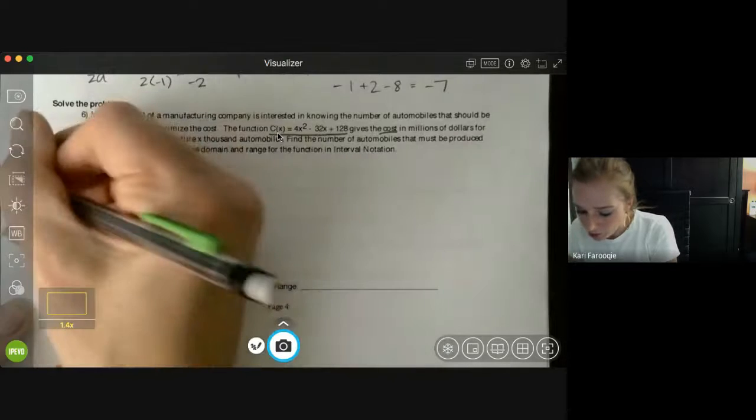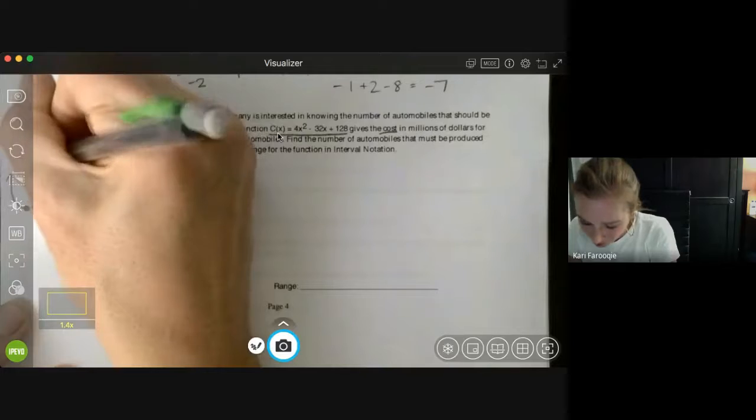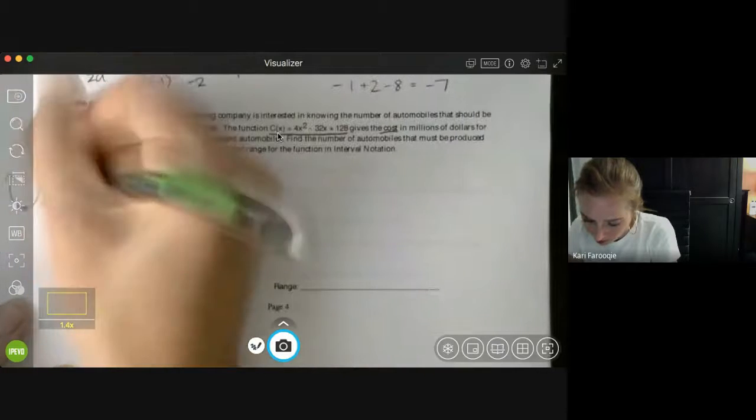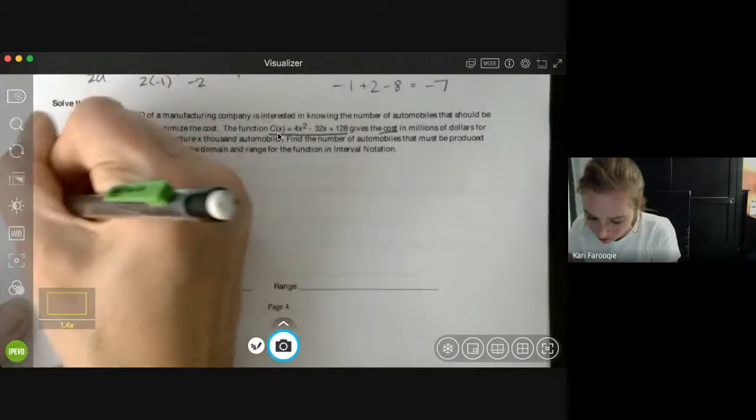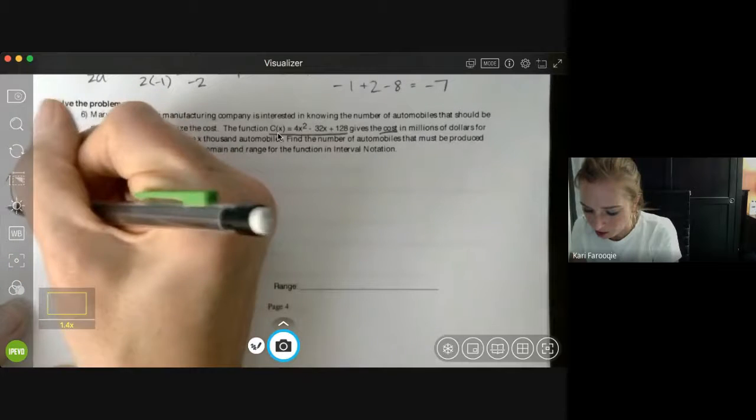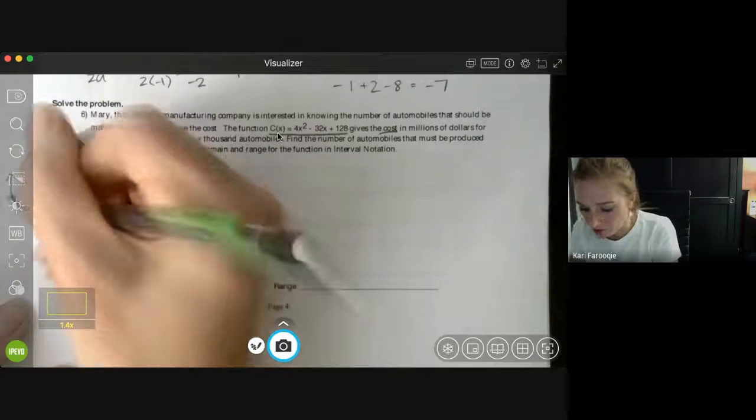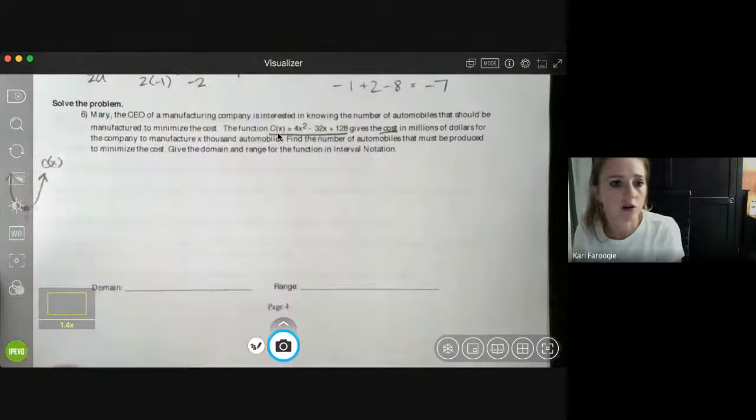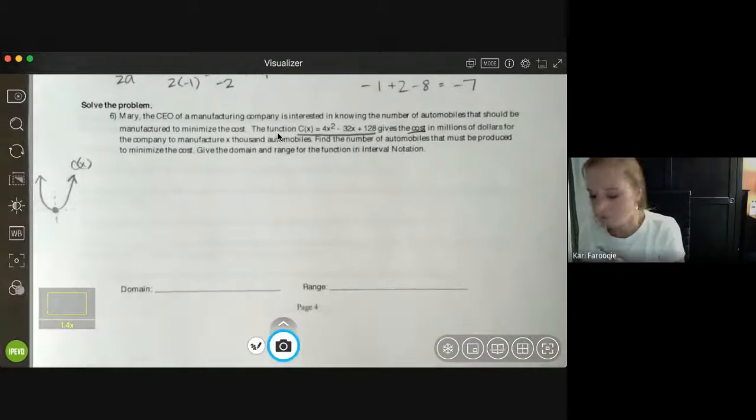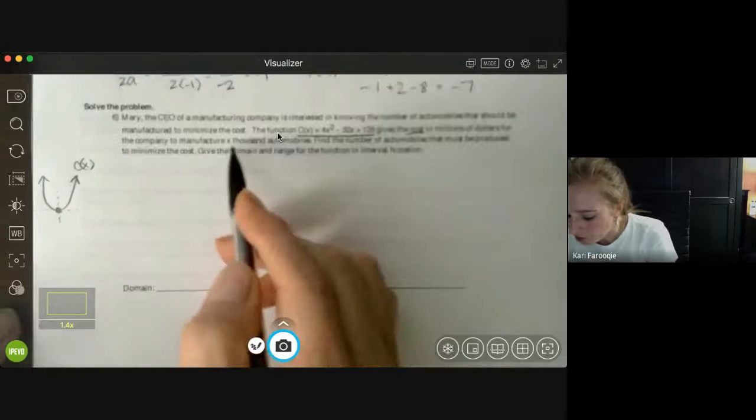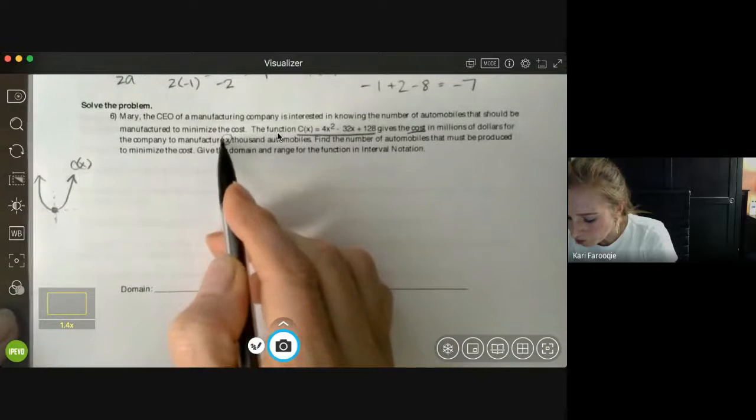That just means we're trying to find here on our function C(x), this value such that C(x) is the smallest it can possibly be. So where does that occur as far as your x value is concerned? It's over here. Okay, find the number of automobiles that must be produced. And remember, x is a number of thousands of automobiles.